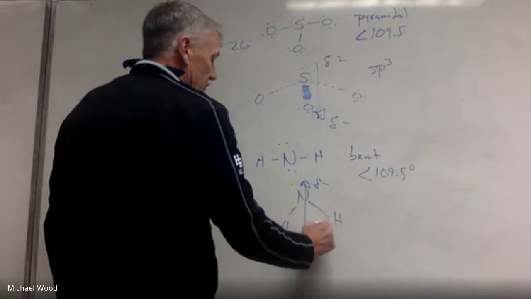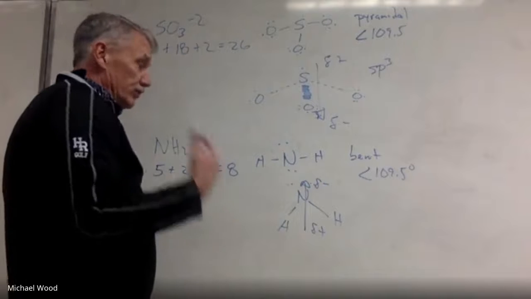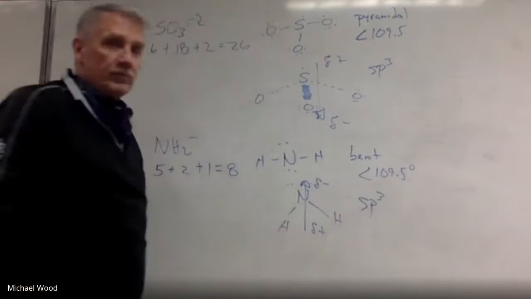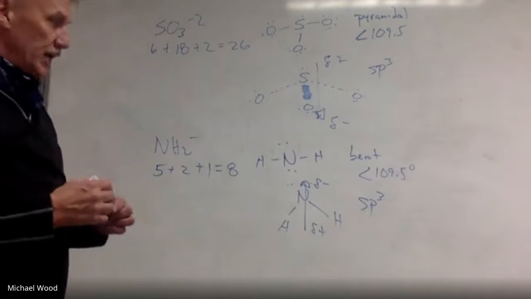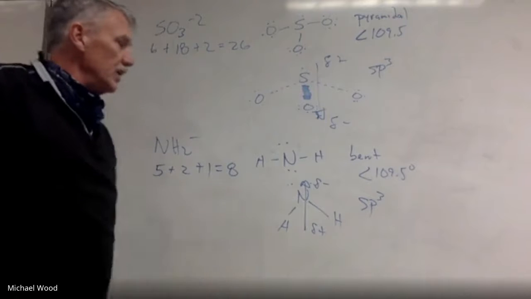So we have a negative and a positive. Okay, and then the final thing, again, because there's 4 electron domains, this one is also sp3 hybridized. And they're not all sp3 hybridized. It depends on the electron domains.